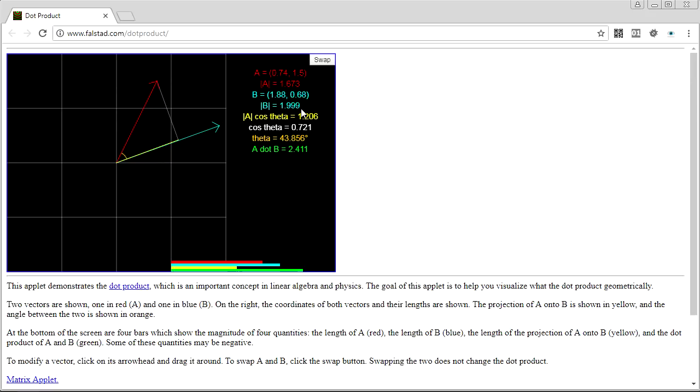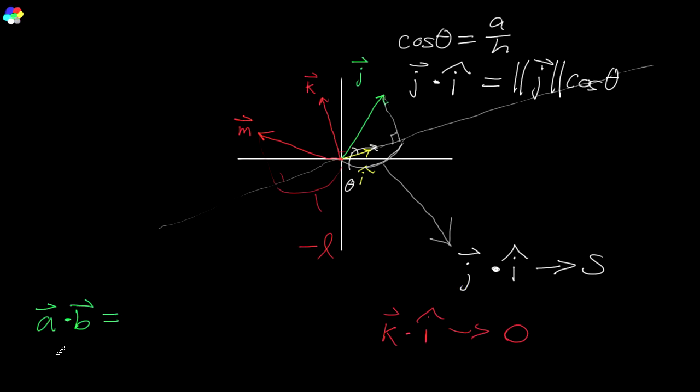So let me do that. So here I've doubled the length of B while keeping the angle about the same. And if we look at A dot B, it has doubled. So the length of the projection is still 1.2. That doesn't change. But A dot B doubles when you double the length of B. So what is the actual formula for the dot product then? Because it's not just dependent on the length of A, it also depends on the length of B. And the answer is quite simple.